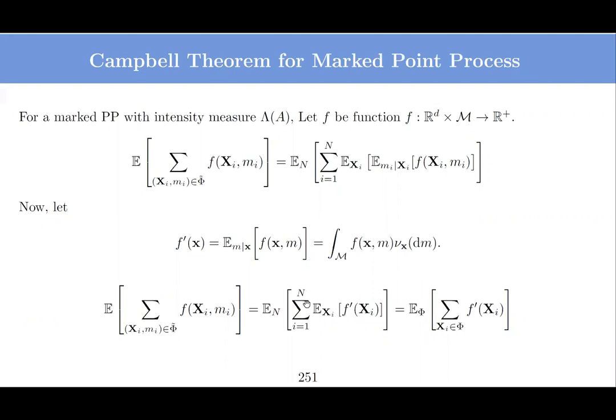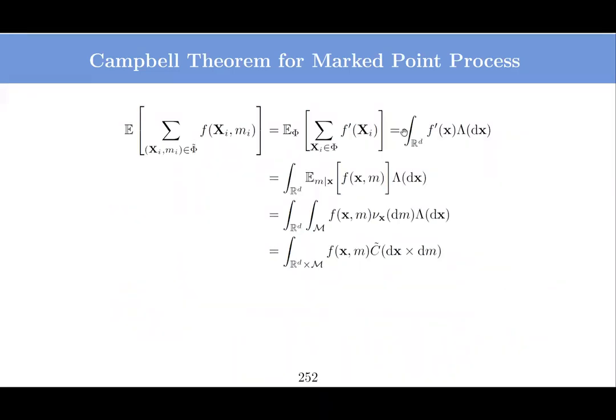So I can replace this by f prime x, and this will become just summation of E_xi of f prime x. Now the mark expectation I have computed inside, so the remaining term is just a function of xi. So I can combine this and n to get expectation with respect to phi of summation of f prime xi. Here I can again apply Campbell theorem because this is just a summation of a function of xi. So once I apply Campbell theorem, this will be the integral of f prime x Lambda dx. Now I will put back the f prime value. It is the expectation of f(x, m) given x, and then the rest is Lambda dx.